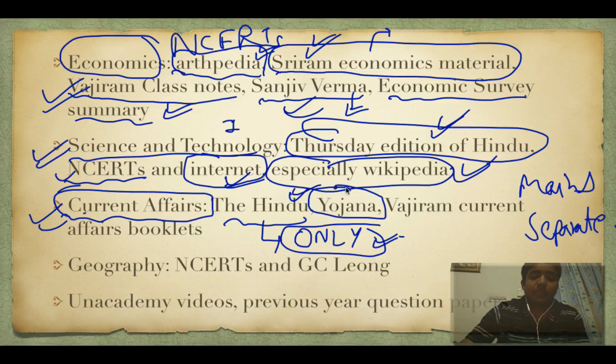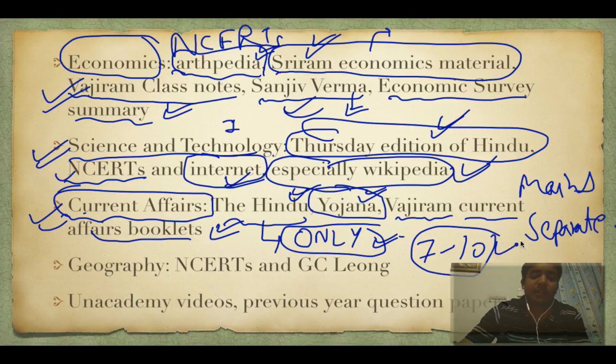Then you can read Yojana magazine. Rather, you have to read Yojana magazine. There is no alternative available for Yojana magazine. Then Vajiram current affairs modules are there. 7 to 10 modules will be released. Do get hold of them and read them. Current affairs will be coming from there only.